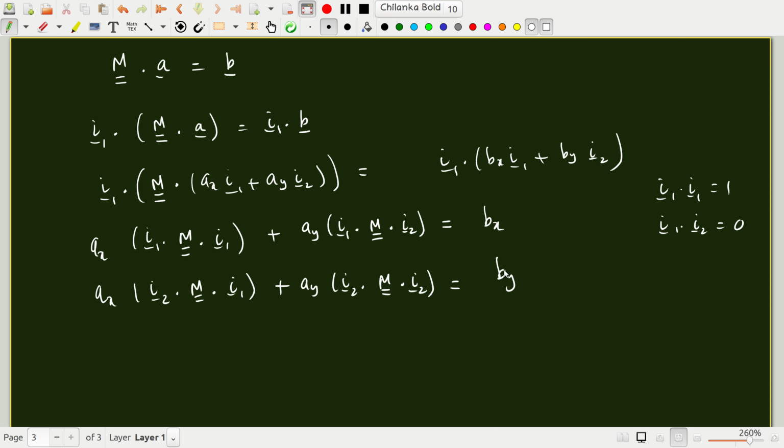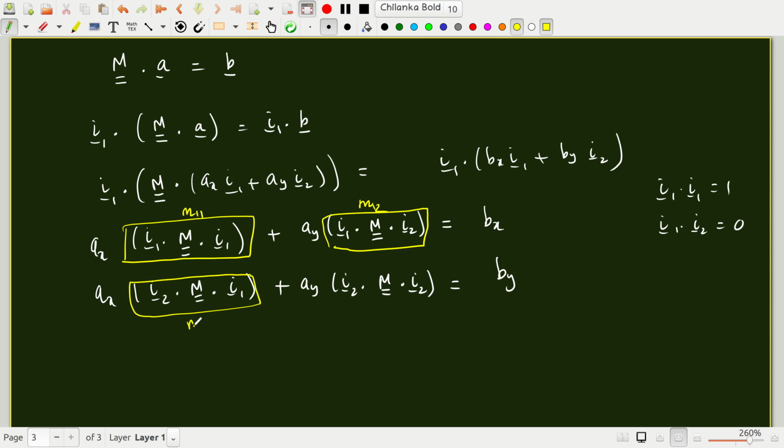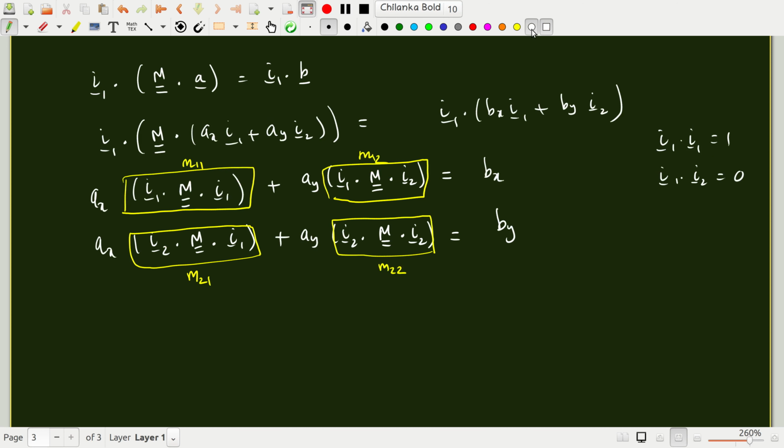So you have two expressions. Now I'm going to call these objects M11, M12, M21, M22. Once I do that, I'll get AX M11 plus AY M12 is BX, and AX M21 plus AY M22 is BY. So these are two sets of coupled linear equations.